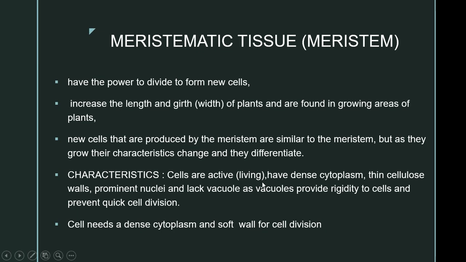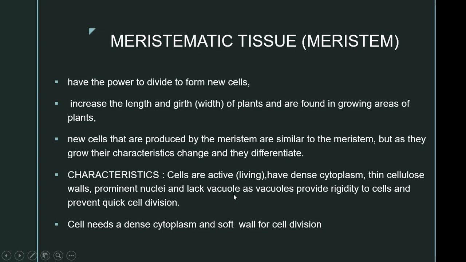The characters of meristems are: the cells in the meristems are active. That means they are living. Living means they have a dense cytoplasm and a prominent nucleus. They have a cell wall, and their cell wall is made up of thin cellulose walls. Cellulose is a material.